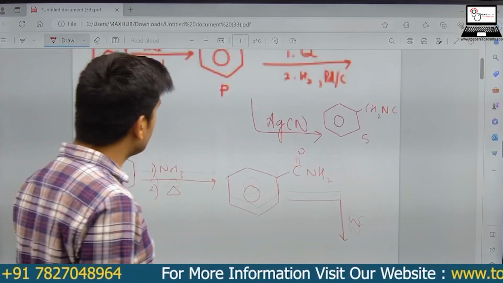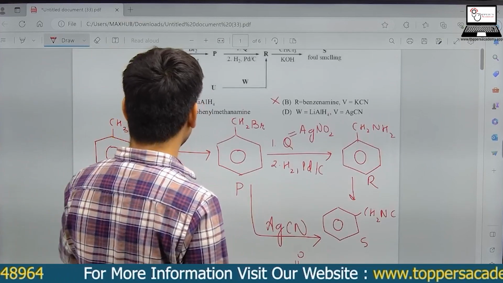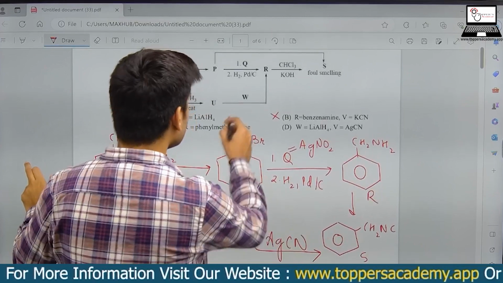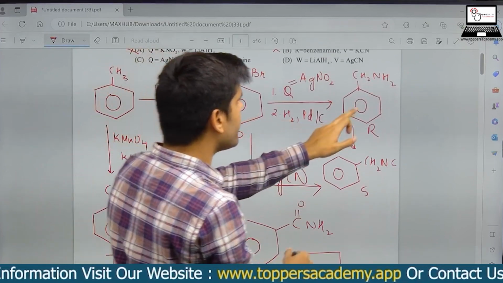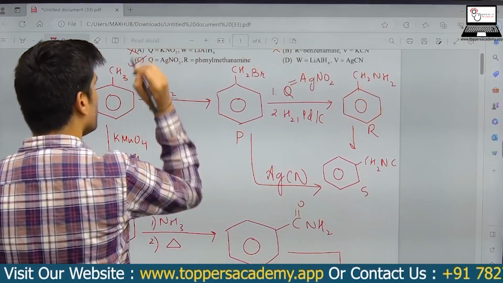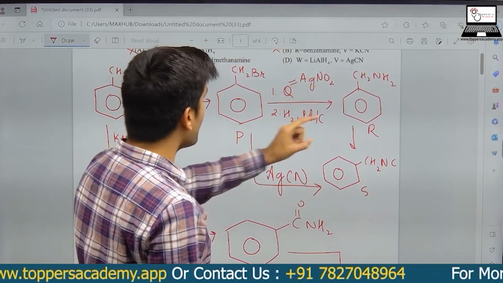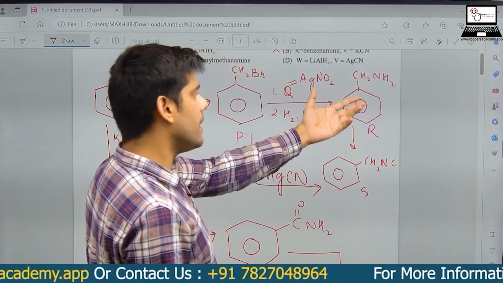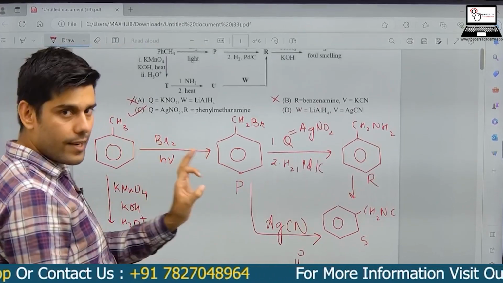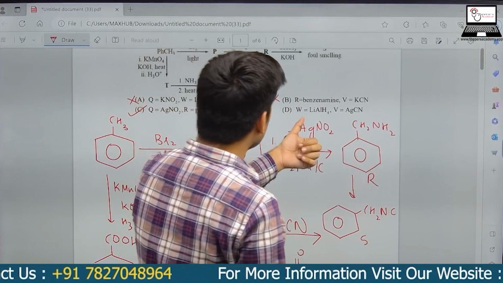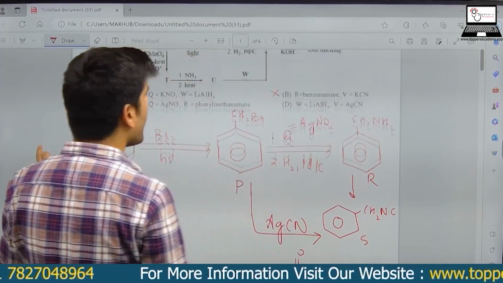Look here. If we see option C, option C says that R is phenylmethanamine. Yes, C is absolutely correct. If we have used Q as AgNO2 and R is phenylmethanamine, which is absolutely fine. So C is definitely one of the answers. Now, W is saying LiAlH4, and yes, we know.